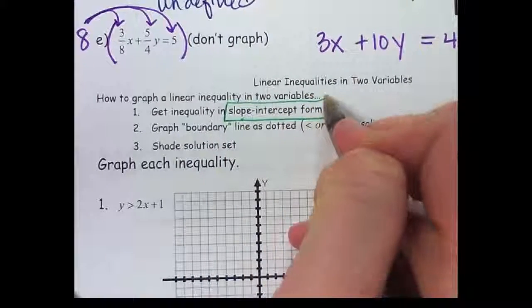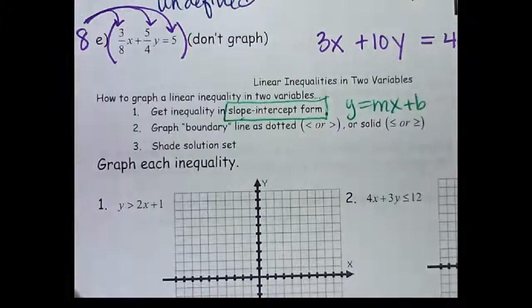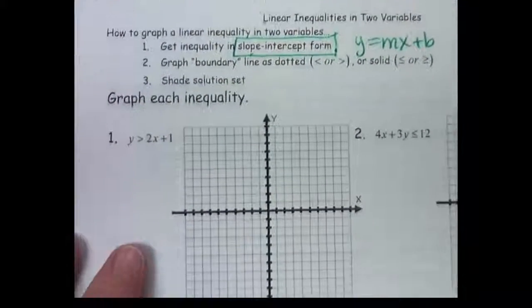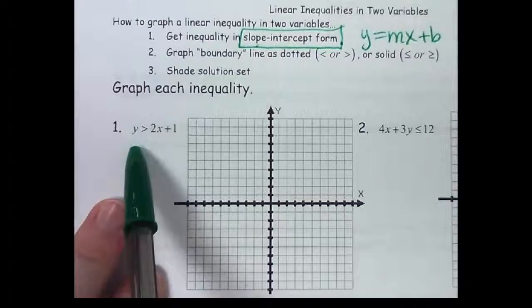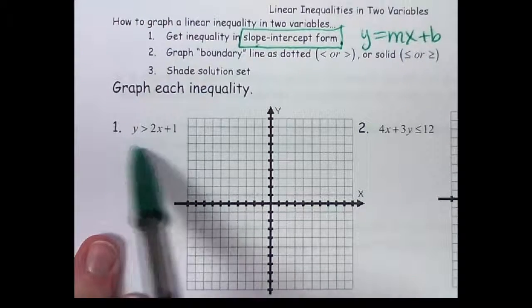And what is slope-intercept form again? Good. Y equals mx plus b. So make sure y is by itself. So on number 1, that's already done for us. Y is by itself. Okay, so let's go ahead and graph number 1.